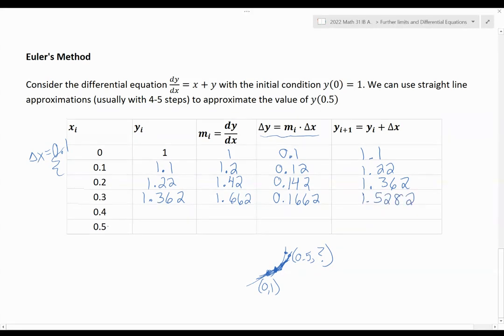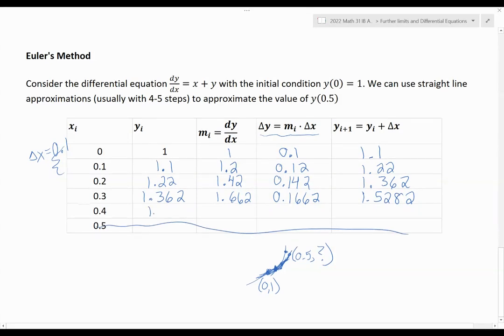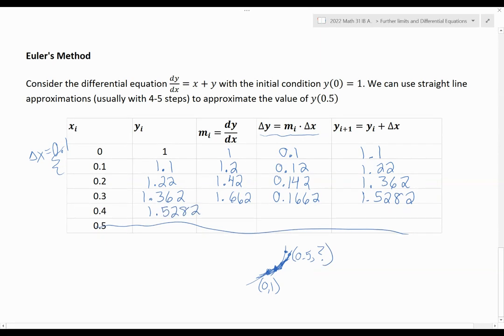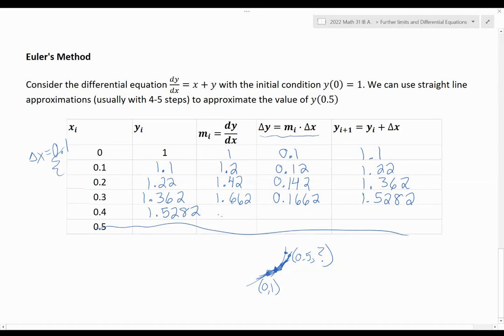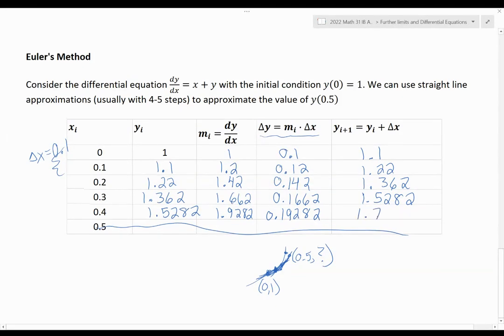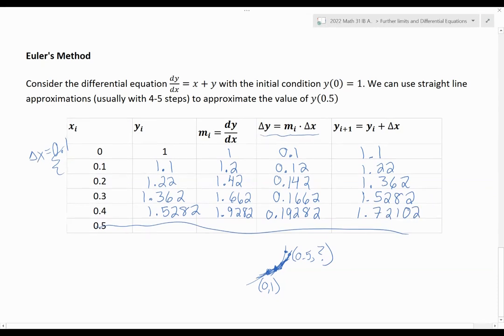I'm actually not going to need this last row in the table at all, because when I get to the end of the fourth row, that will have the right value. So adding that to 0.4, we get 1.9282, which is 0.19282 as a delta y, which when I add it on to 1.5282, we are going to get 1.72102. So a reasonable approximation, let's say, might be 1.7.